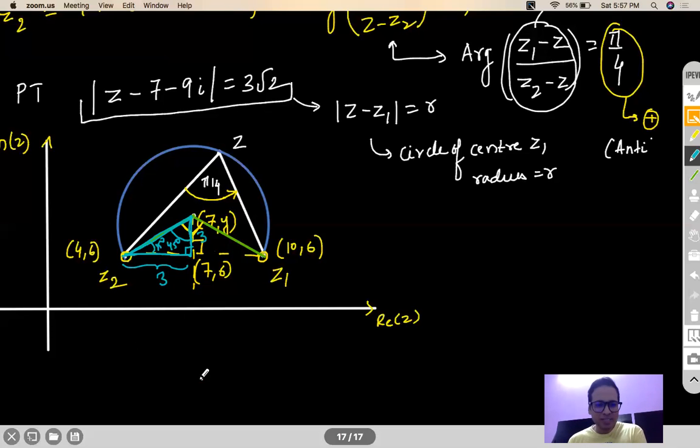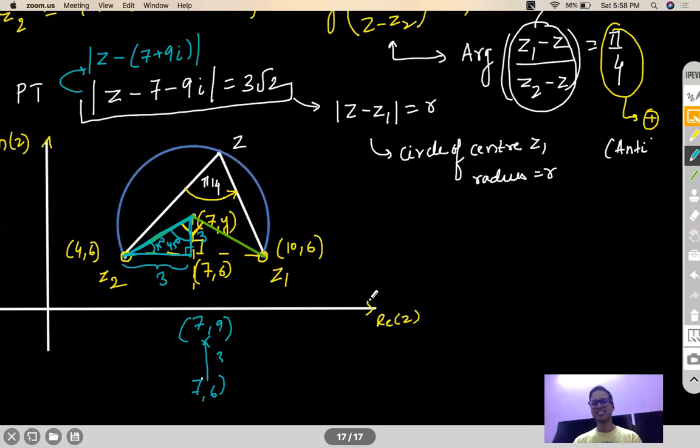Okay, so from 7,6, if you go 3 up, which point will you land upon? 7,9, right? That's why this thing that you see is actually something like this. So your center is at 7,9, correct? And having done that, it is very easy to figure out that this radius would be 3 root 2. Done, proved. There could not be any easier way to prove this than whatever we have done.